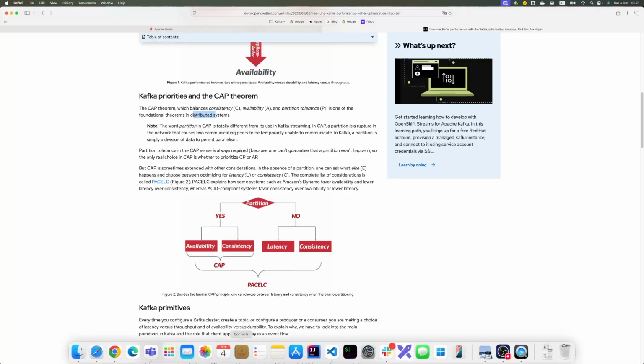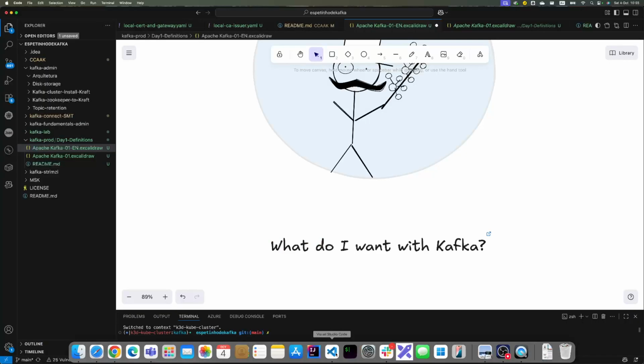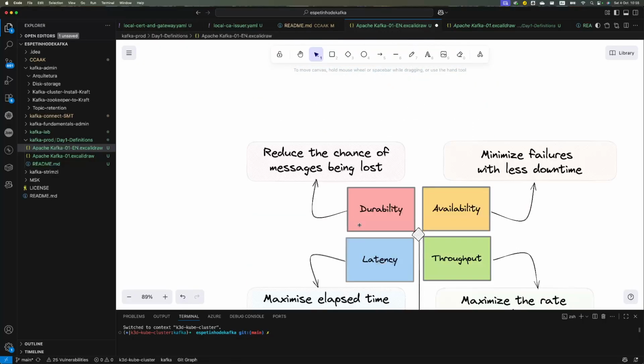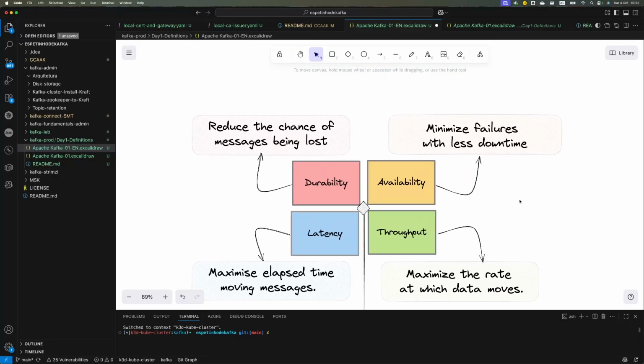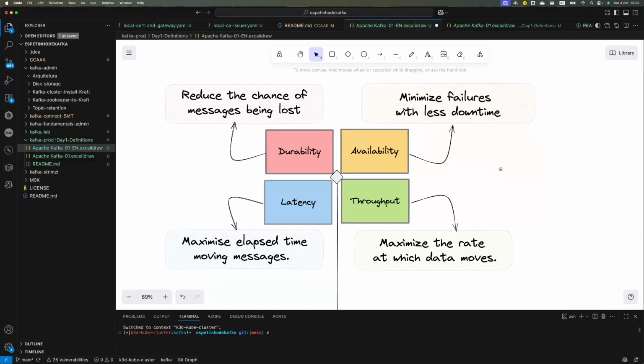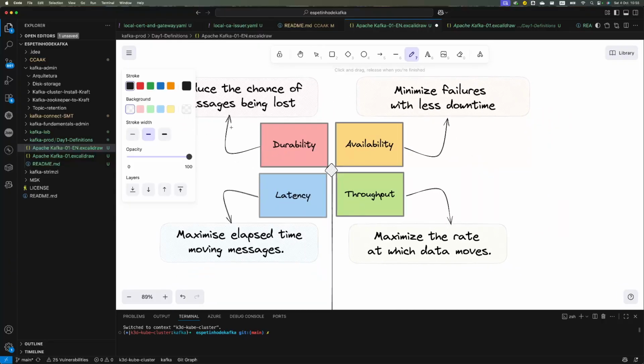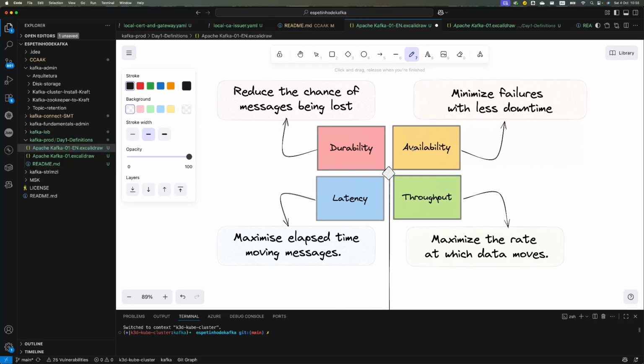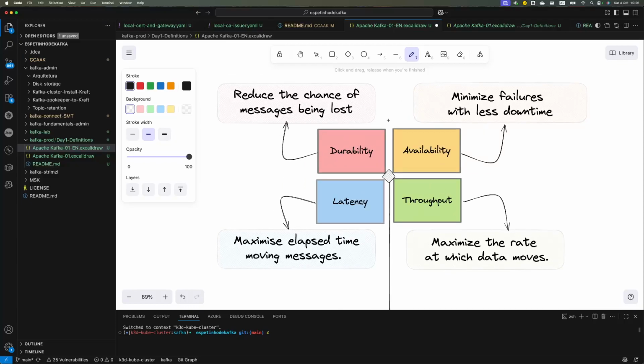Okay, so let's go back to this here. We can summarize it with this kind of thing. So let's move it to this. Okay, so let's go and start to talk about it.